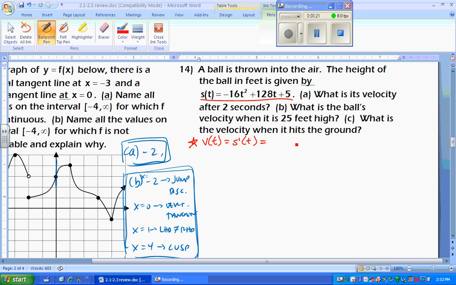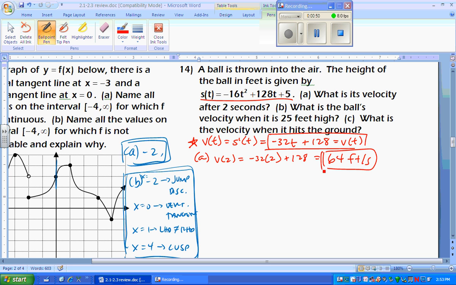So for this one, our velocity is going to be negative 32t plus 128. So that's the formula we're using for velocity. Part A, we want to know the velocity after 2 seconds, so all we have to do is put 2 in there for t. So we get negative 64 plus 128, 64 feet per second for part A.